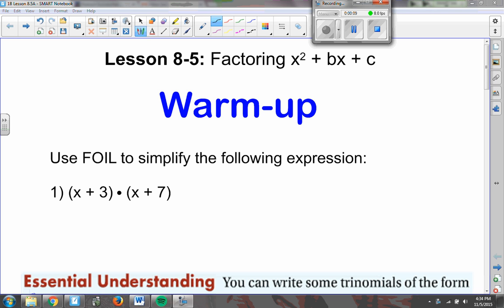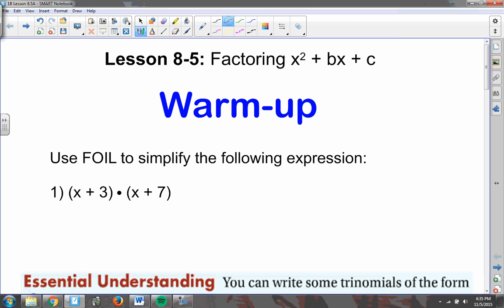We are going to start talking about a huge overarching topic in algebra, factoring a quadratic equation. But we're going to begin, as we have the past many videos, the past many lessons, by using FOIL to simplify this multiplication of two binomial expressions. It says x plus 3 times x plus 7, both of those in parentheses.